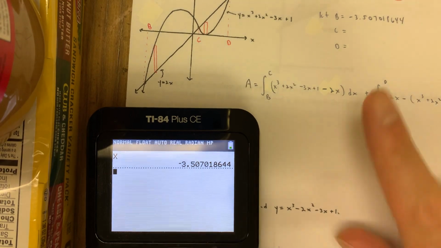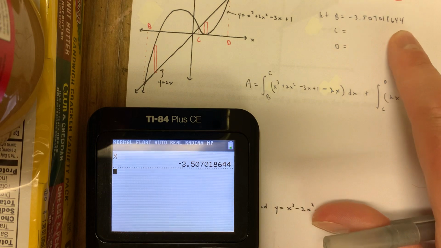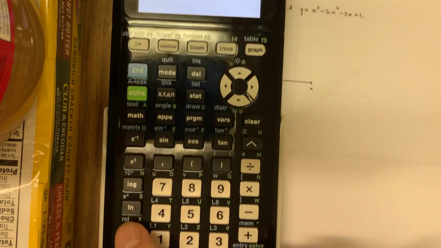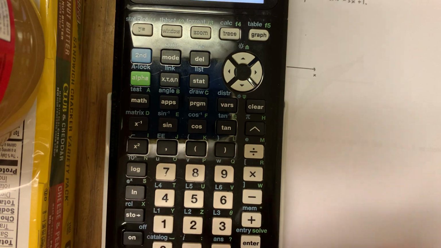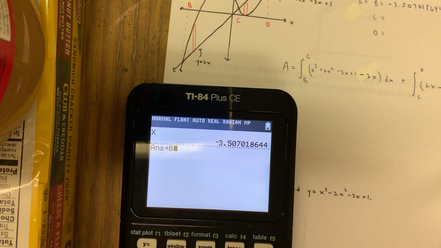I'm gonna store it right here on my paper, negative 3.507018644. And I'm also going to do this because in my calculator, when I put in this big integral, you could write out that whole number. It's going to be extremely annoying. Or you could just do this. Hit store. The store button, okay, right below LN. And let's store this in for a letter. Why not B? Because that's how we have it set up.